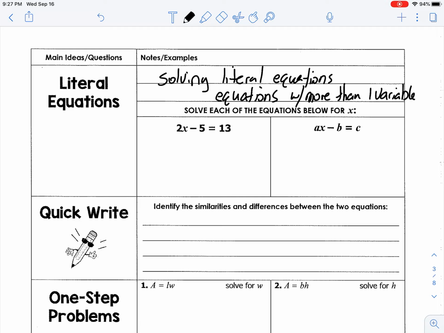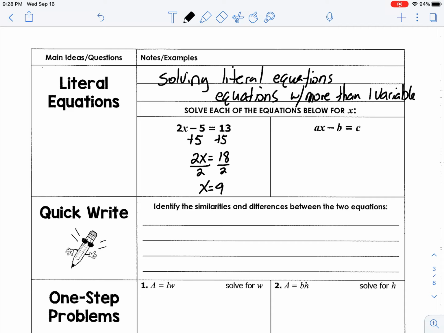Okay, so we're going to solve each of the equations below for x. So again, we've done this since the get-go. We're going to add 5 to both sides. We're going to find out that 2x is equal to 18. We're going to divide that 2 out of there and find out that x is equal to 9.